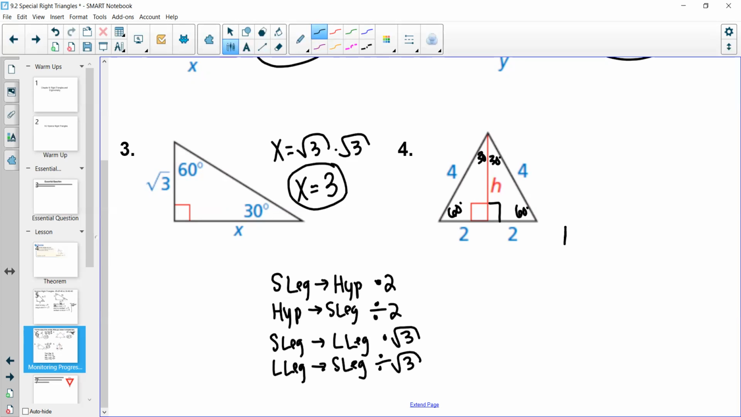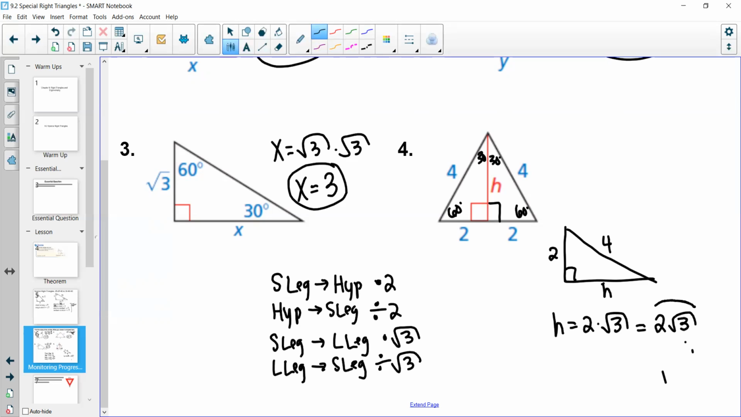So in this case, we want to figure out what is the height. So we've got this triangle. I'm going to redraw it over here. And our short leg is 2. Our hypotenuse is 4. So what is our longer leg here? And they label it with an H. Well, how can we find that? Remember, to go from the short leg to the long leg, we can just multiply by the square root of 3. So our height equals 2 times the square root of 3, which, as simplified as it gets, is 2 square root 3. So that's going to be the height of that triangle.